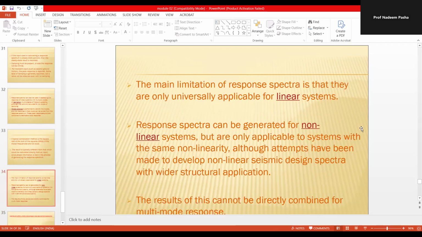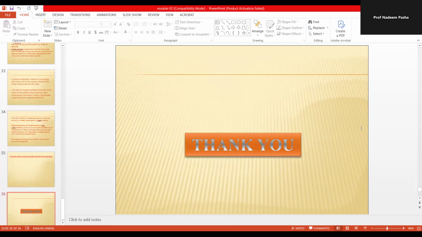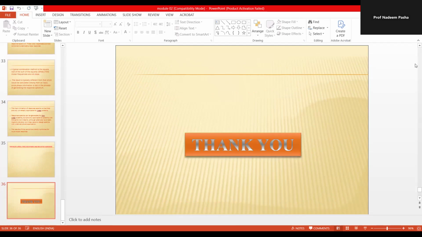The main limitation of response spectra is that they are only universally applicable for linear systems. Response spectra can be generated for non-linear systems but are only applicable to systems with the same non-linearity. Although attempts have been made to develop a non-linear seismic design spectrum with wider structural application, the results of this cannot be directly combined for multi-modal analysis. So this almost completes our module 2.